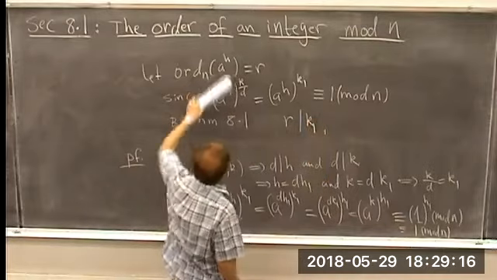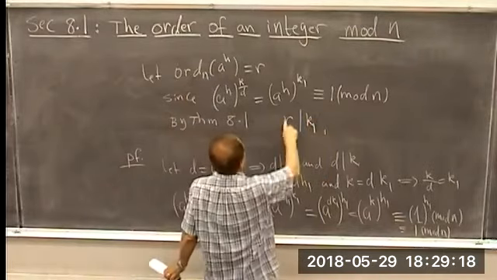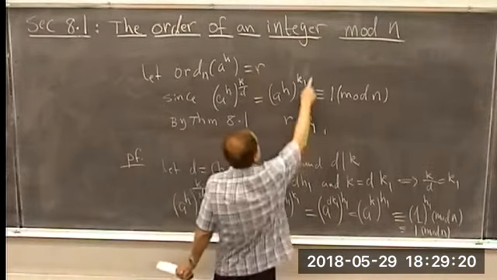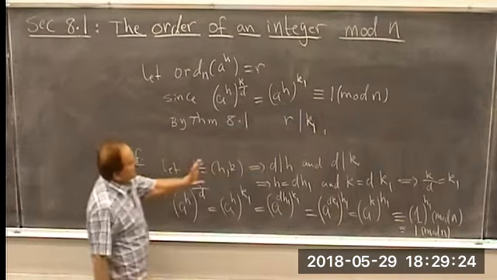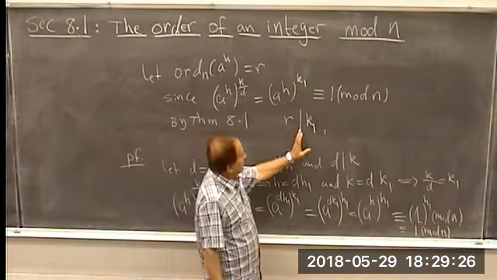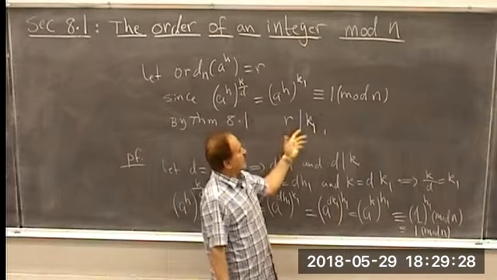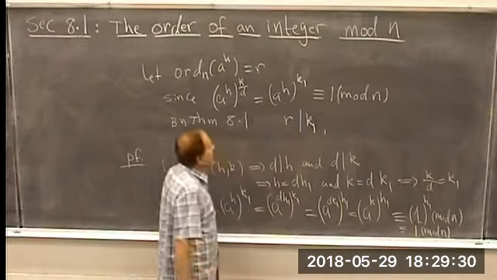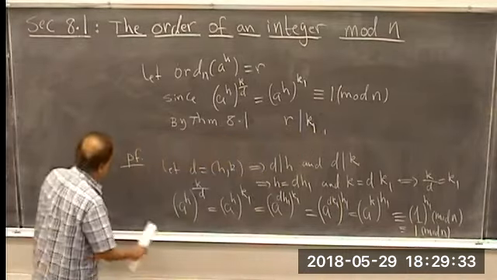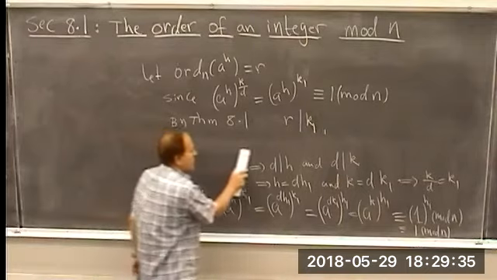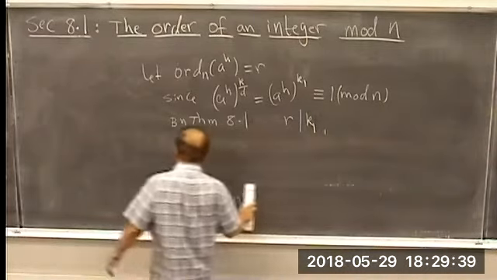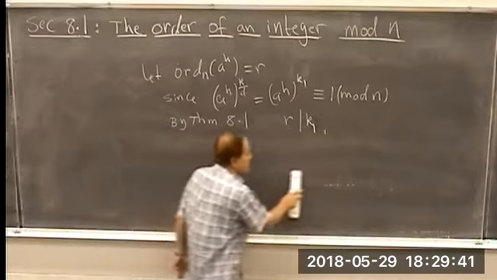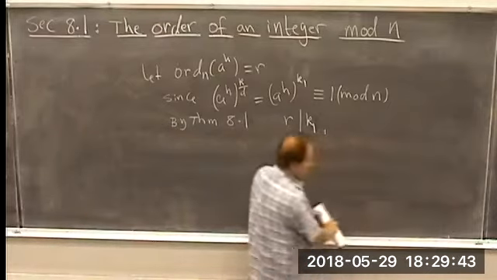So the order of A to the H, the r, divides whatever exponent makes this equal to 1. I would like to find another relation going the other way around, and then we conclude that r and K1 are equal to each other. And to do this, we're going to go like this.